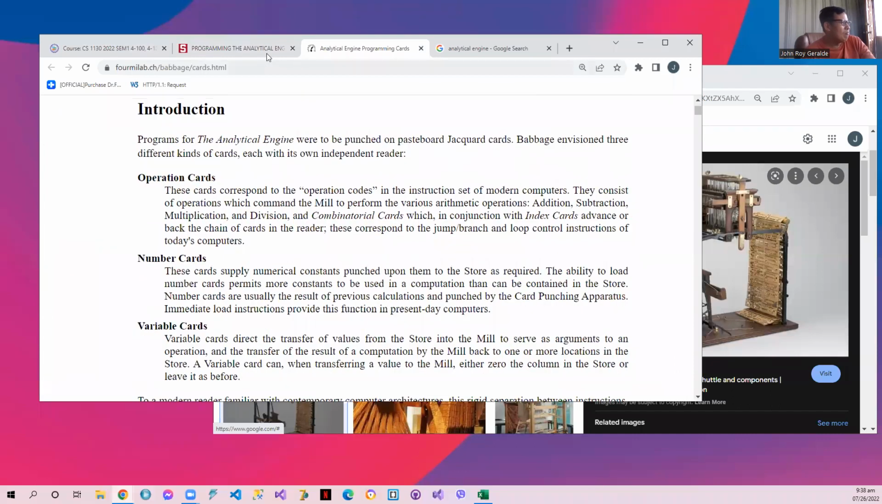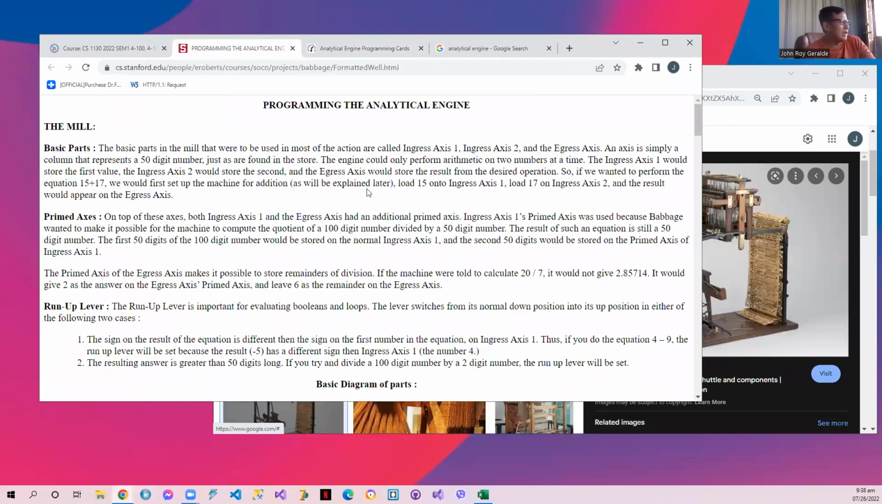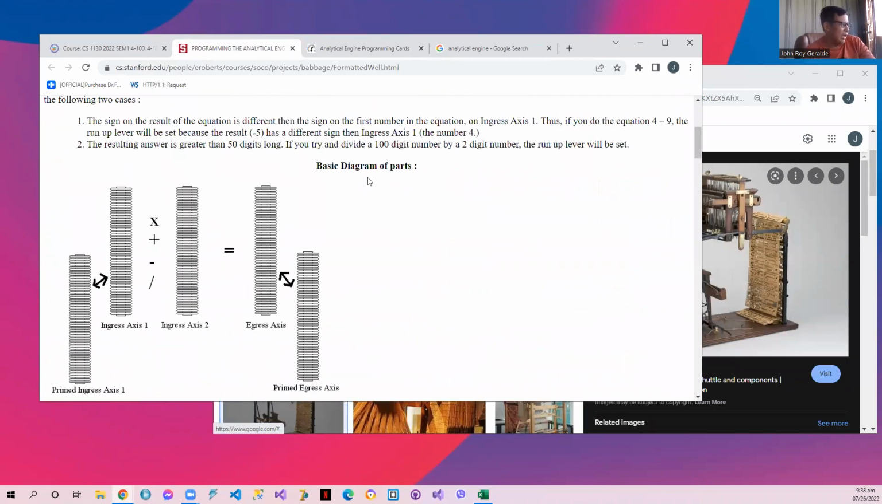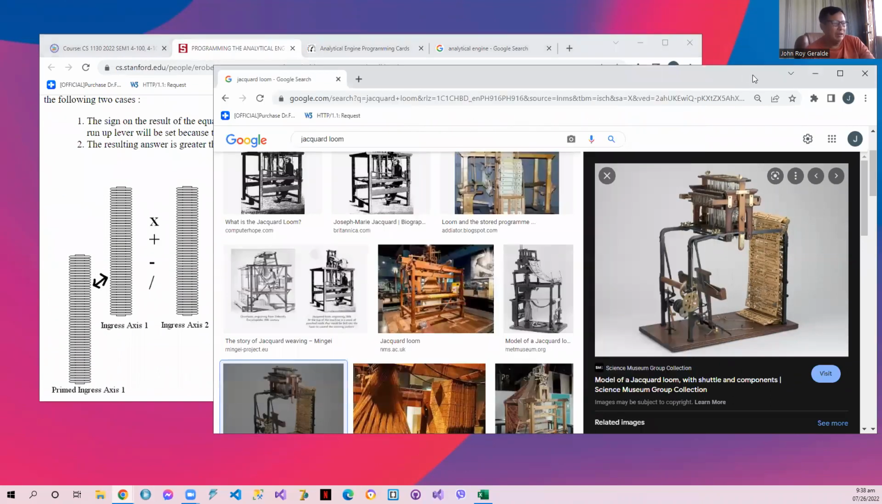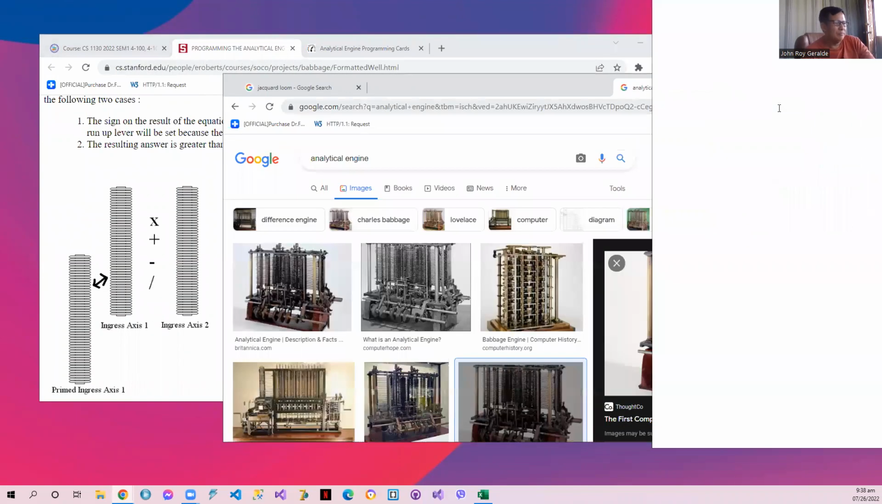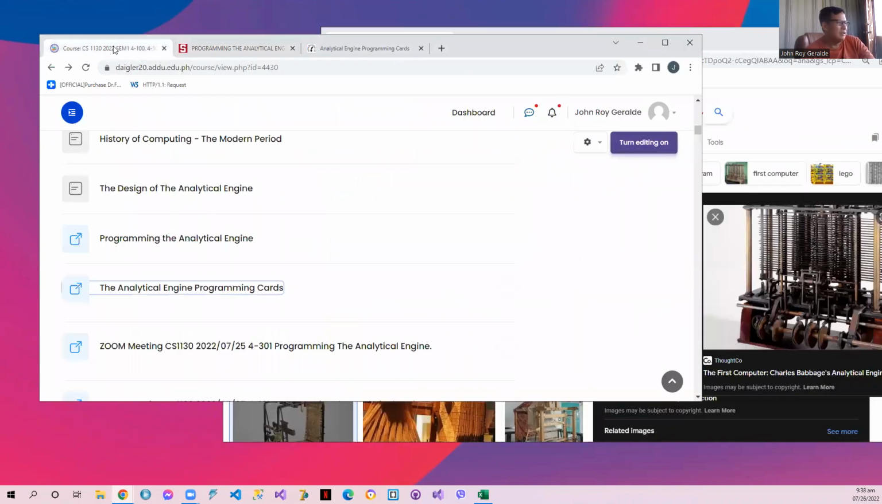Which is better? This first, no? The analytical engine. This is how the mill looks like, no? This is the mill. We'll separate this. This is the mill, no? You follow?